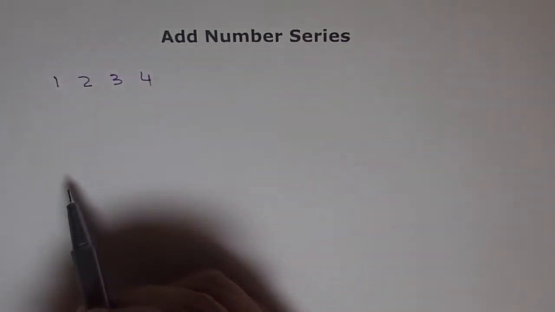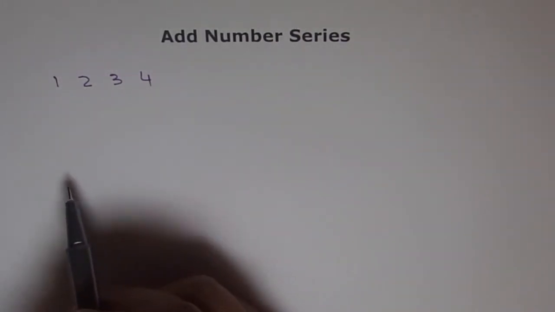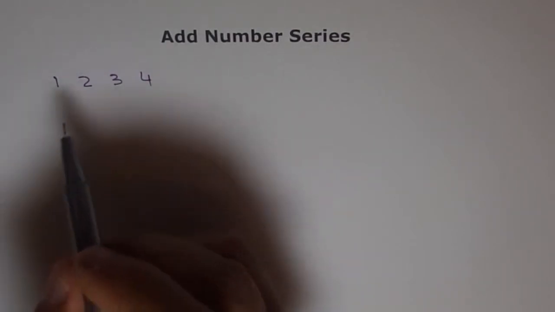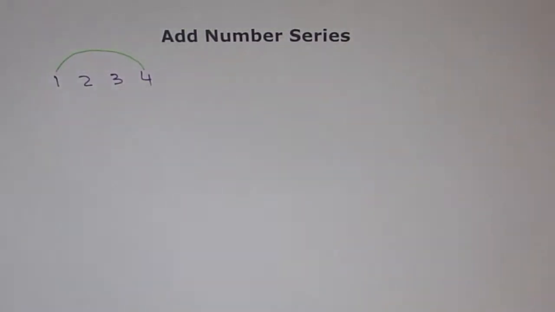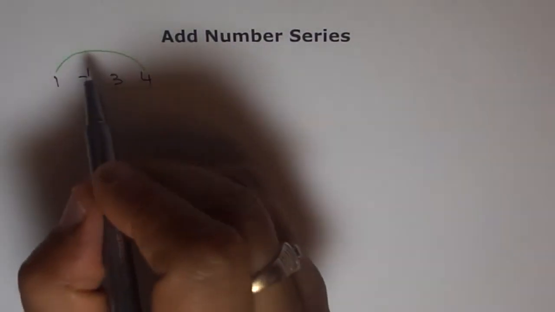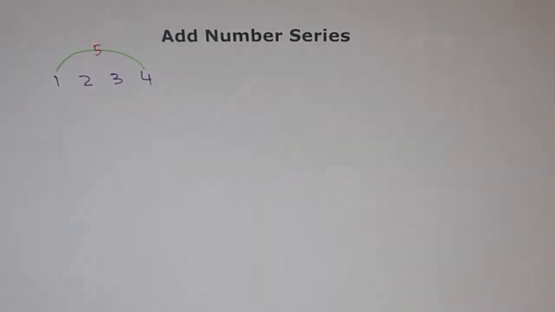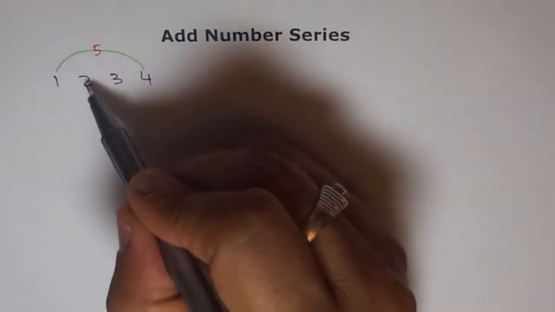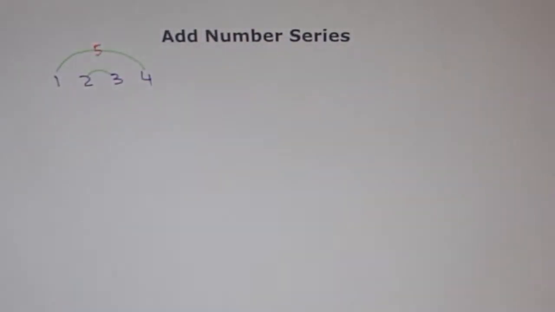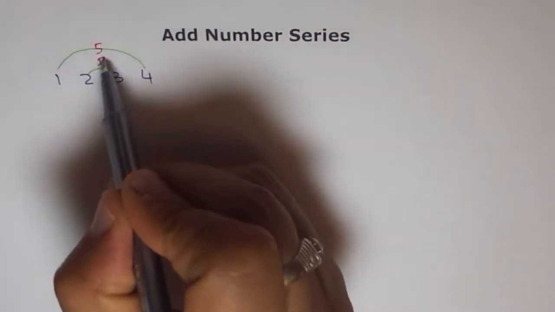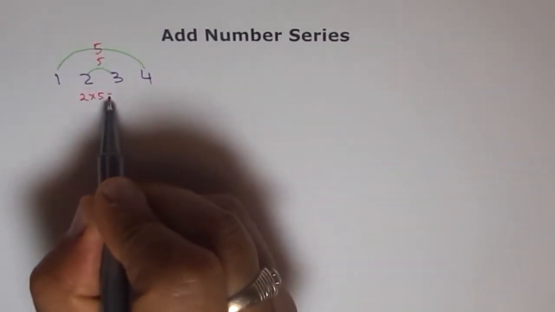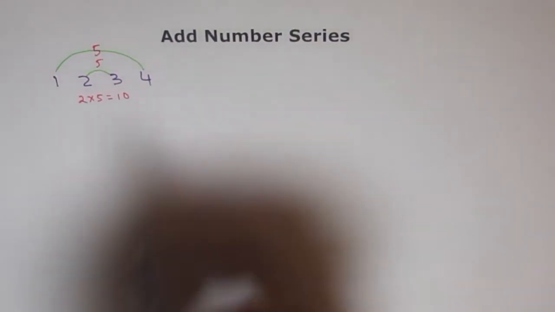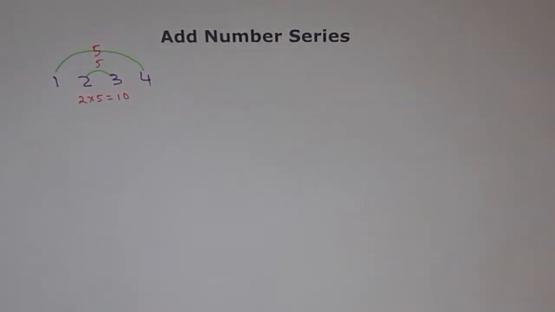The other way is a new technique which I am going to teach you. How about adding 1 and 4? When you add 1 and 4, what do you get? You get 5. Now how about adding 2 and 3? When you add 2 and 3, you again get 5. How many 5s did you get? 2. So 2 5s, that means 2 times 5 equals 10. See, actually without much adding, I got my answer.